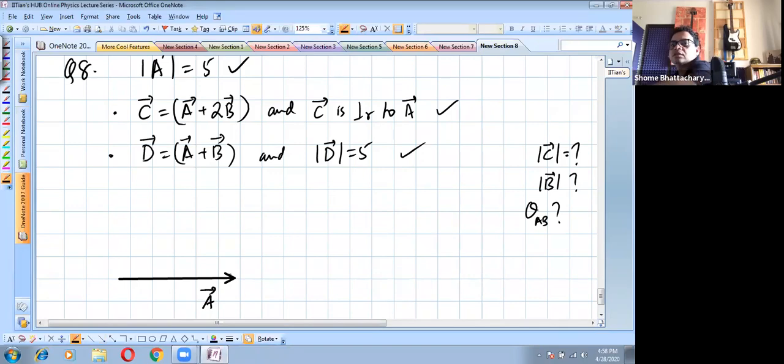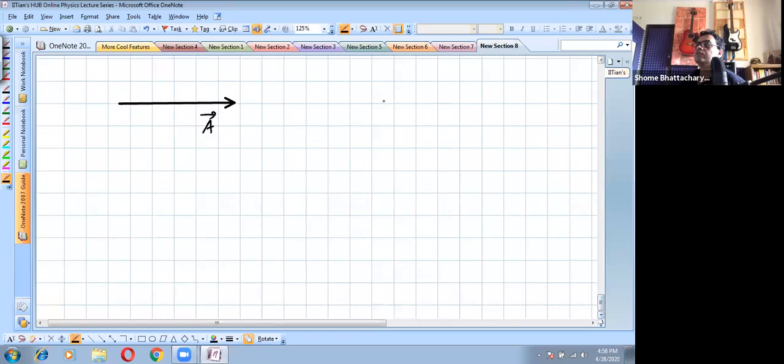And let me now interpret the first statement, that the vector C is the sum of A and 2B. B I have no idea about right now, but A, suppose I assume the direction is like this and its magnitude is 5. Now what is the information about C? So let us use that information. The information about C is that the vector C is perpendicular to A plus 2B.